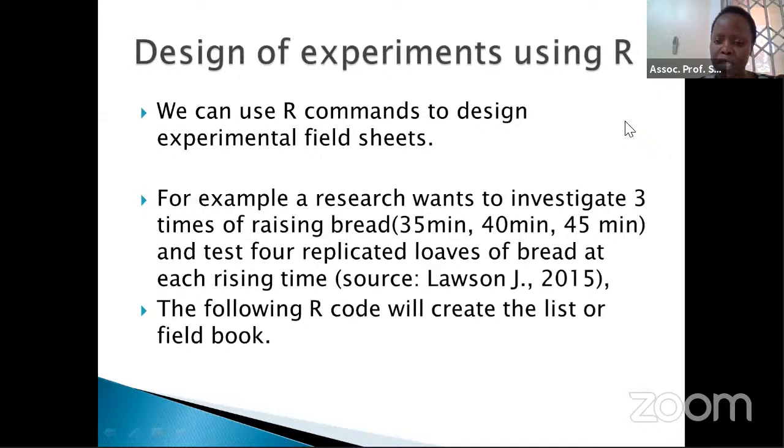If we have 3 treatments and they are replicated 4 times, from your knowledge of experimental design, how many loaves of bread do we have? We can see in the chart. How many loaves of bread do we have? We have 3 times of raising bread replicated 4 times. Somebody is saying 9. Let's see. They are replicated 4 times. 12, okay? 12.